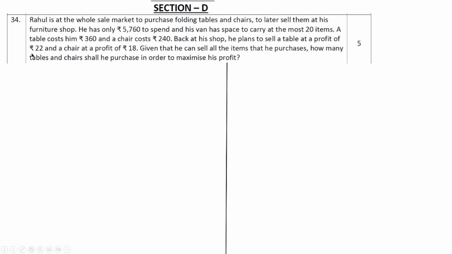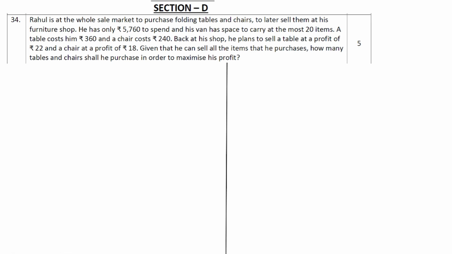Then here we have the information for the objective function. He plans to sell a table at a profit of rupees 22 and a chair at a profit of rupees 18. So with all this information, we need to find the number of tables and chairs that Rahul should purchase so that his profit will be maximized.